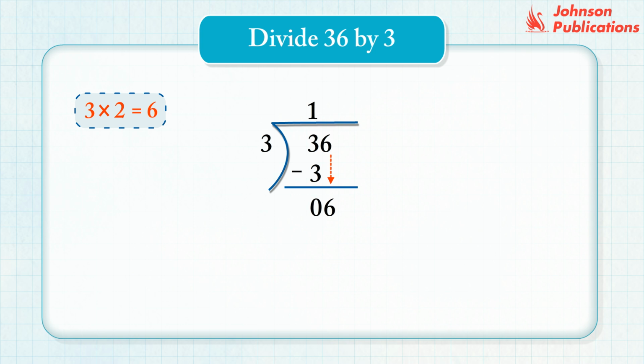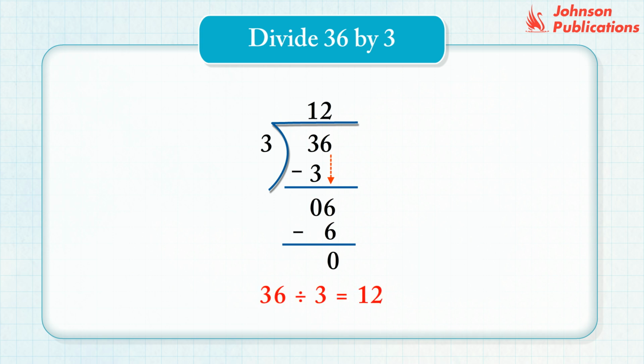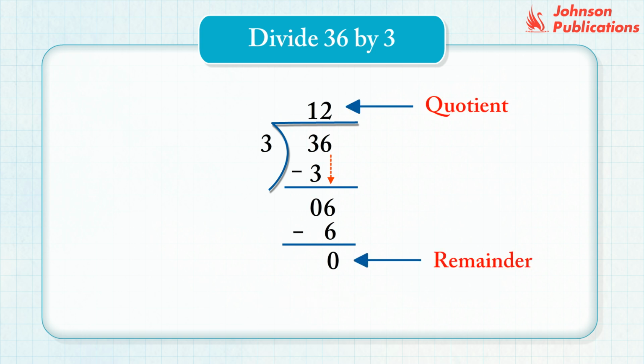3 multiplied by 2 is equal to 6. Write 2 in the ones place of the quotient and 6 below 6 and subtract it. We get the remainder as 0. Thus, 36 divided by 3 is equal to 12. Here, 12 is the quotient and the remainder is 0.